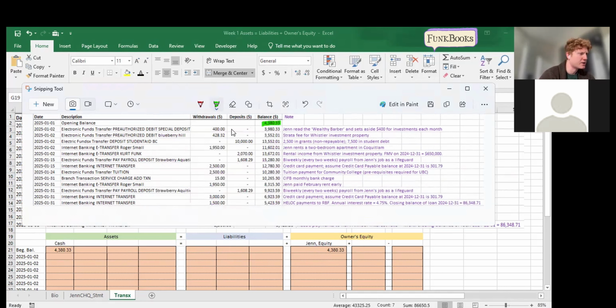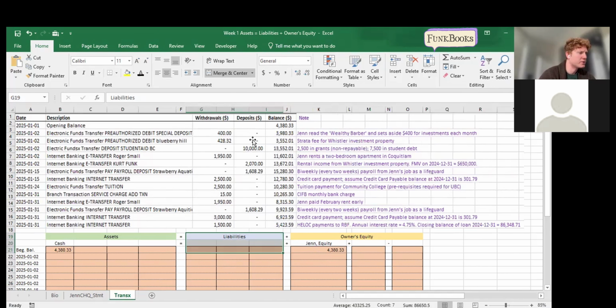Okay, second transaction, we see a withdrawal from the bank account for $400, right? This pre-authorized debit. So what is this? It says Jenn read The Wealthy Barber and sets aside $400 a month for investment. So every single month, Jenn is putting money aside, right? So what does this do?